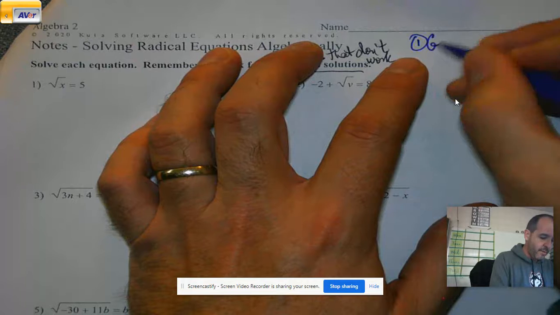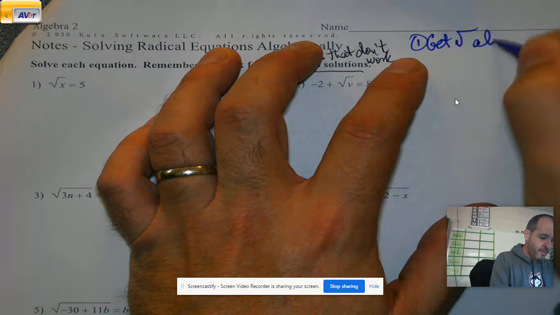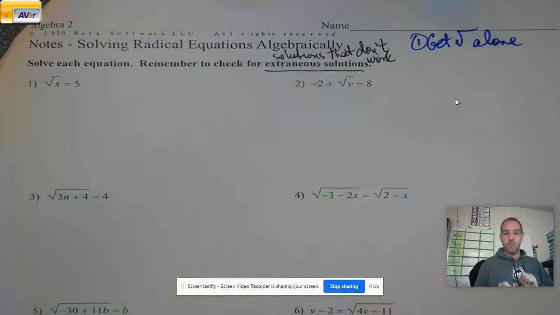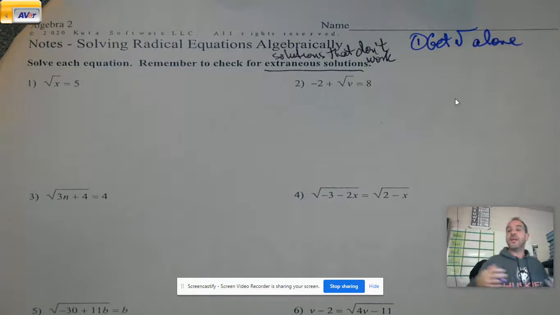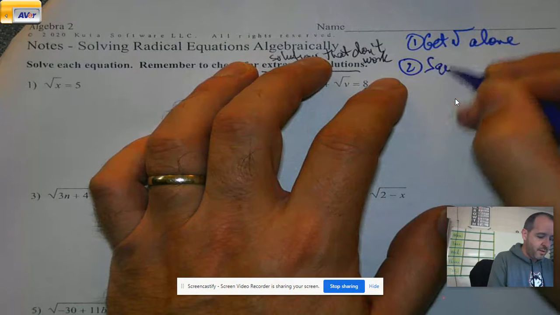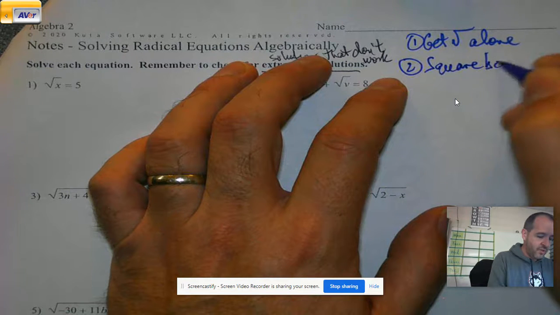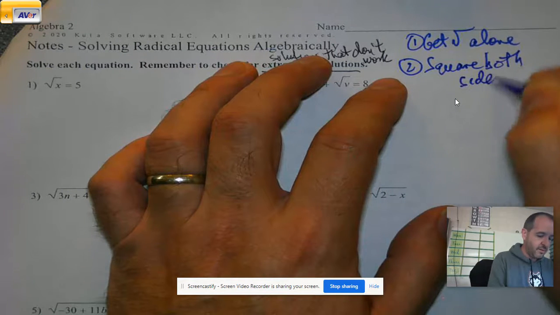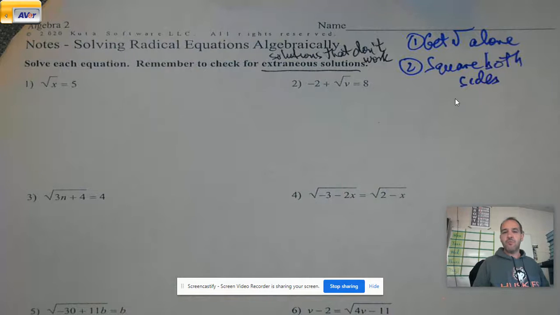Okay, number one, get my radical alone. Okay, so because when we get our radical alone, then what are we going to be able to do? Just like before, we'd always get our x squared alone, and then we take the square root. Now, it's kind of the opposite. We get the square root alone, and then we square both sides. Okay? If you follow those couple rules, piece of cake.